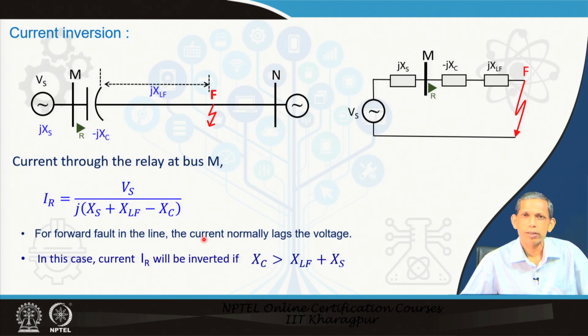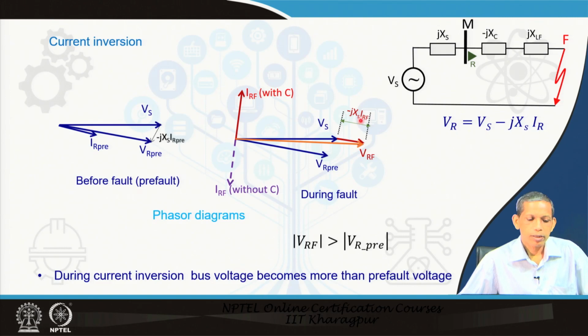Because the corresponding current is being inverted, we call the phenomenon current inversion in a series compensated line. Now, for this one, we would like to consider this phasor diagram for clarity and for further analysis of different relay applications.